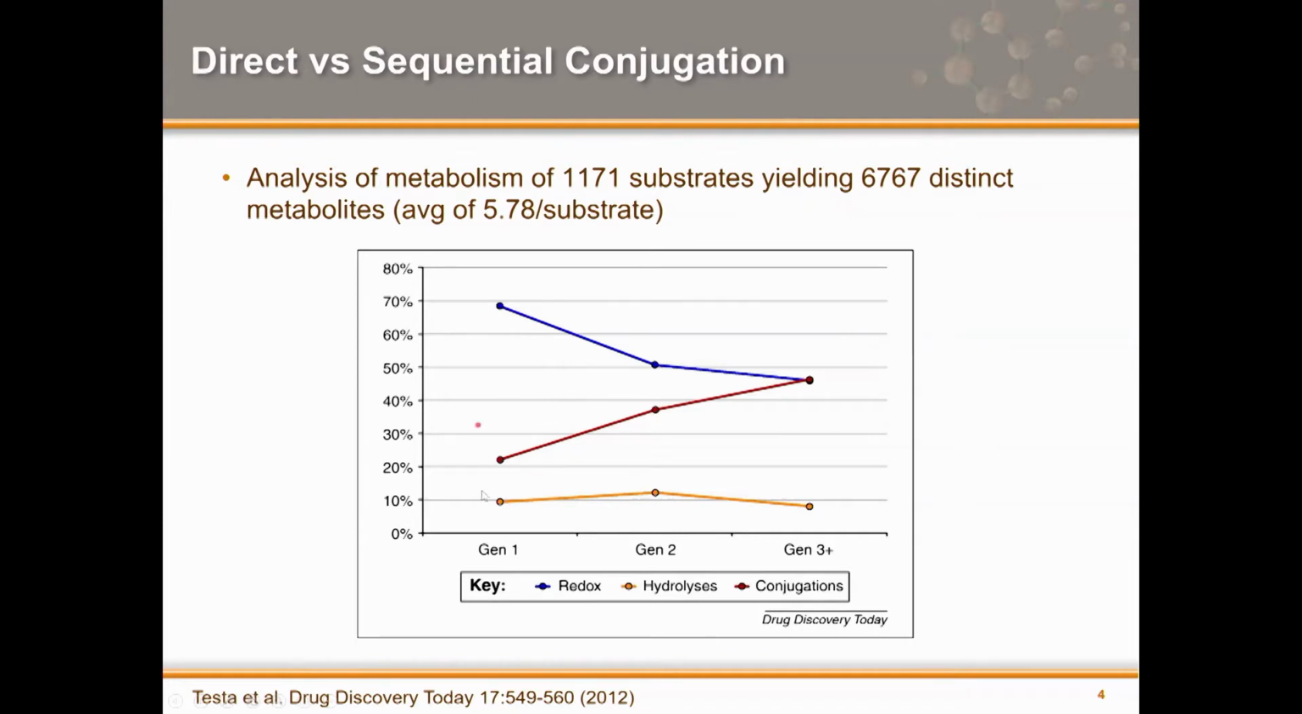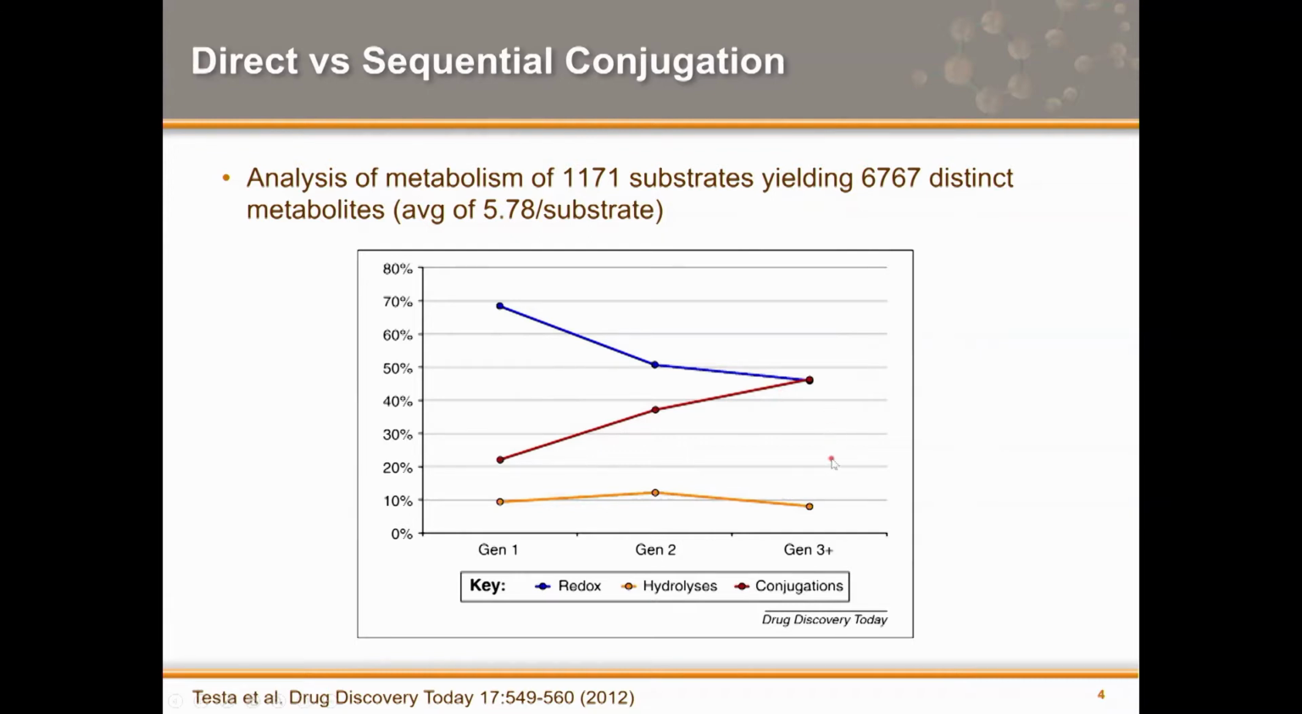But as these initial metabolites became further metabolized, conjugation reactions or phase 2 reactions become quantitatively more important. As second generation metabolites, they represent about 40% of the metabolites that were formed. And as these metabolites are metabolized even further to third and further generation metabolites, they approach about 50% of the metabolites that are formed.